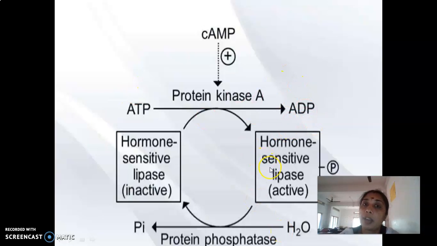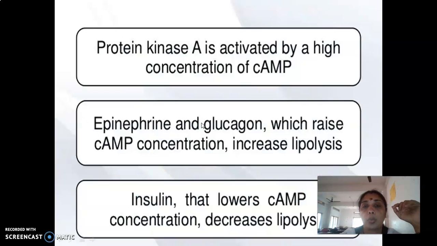And what happens whenever the energy demand is to be terminated? If the demand is stopped, what is to be done? The lipase from the active form is converted into the inactive form by the enzyme protein phosphatase. So this shuttling between the inactive form and the active form is under the strict control of hormones. Epinephrine, glucagon, etc. enhance lipolysis, while insulin always decreases lipolysis.